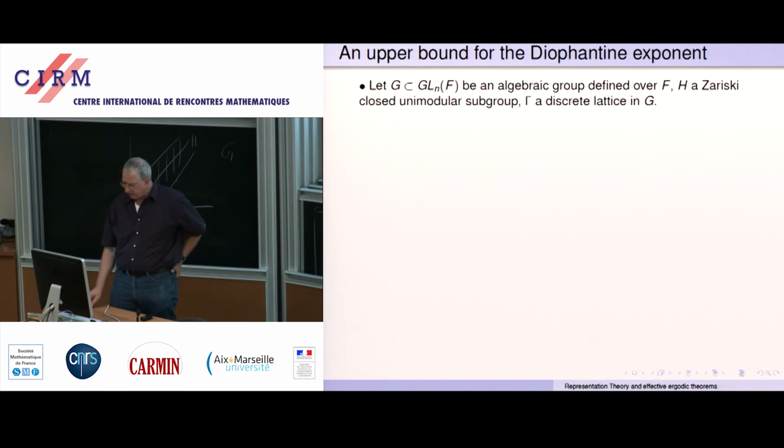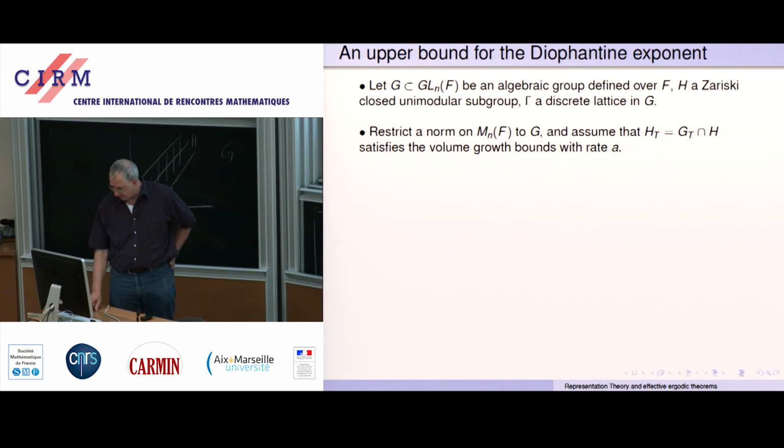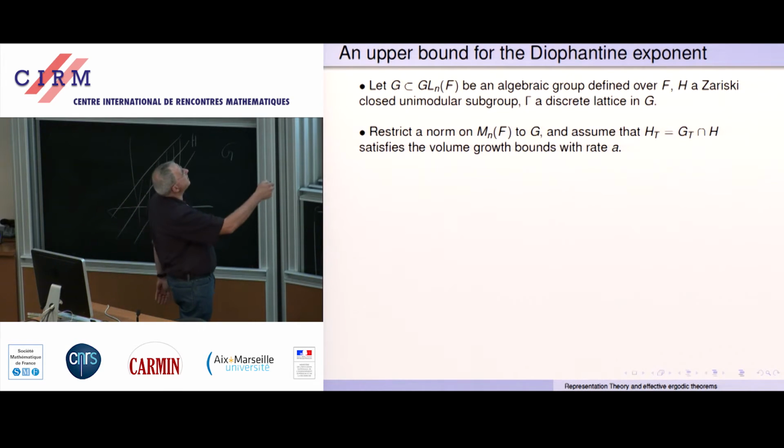And then let me state the following. So let G be an algebraic group defined over F and H a Zariski closed unimodular subgroup. Gamma a discrete lattice, and we restrict a norm on M and F to G. That's how we measure the growth in G and H. We consider the sets HT intersect H, and we assume that they satisfy the volume growth bounds with rate A.